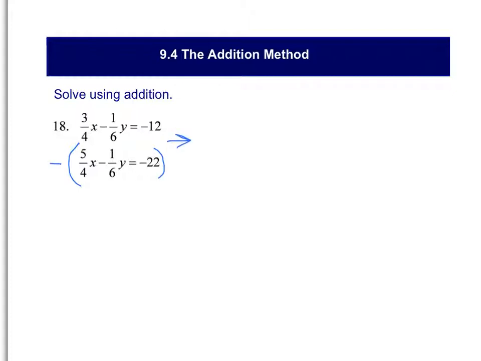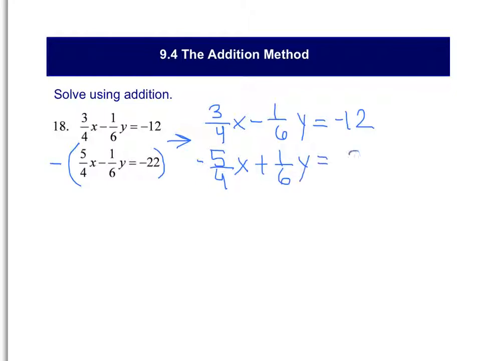So notice how I'm organizing my work. I would like you to organize your work in the same way, because when we add vertically... Whoops, I made a mistake right there. It's 3/4 x minus 1/6 y is equal to a negative 12. And I notice if I multiply the second equation by a negative, then the y's will cancel out. But I have to distribute the negative to each part of my equation. So my negative 22 becomes a positive 22.